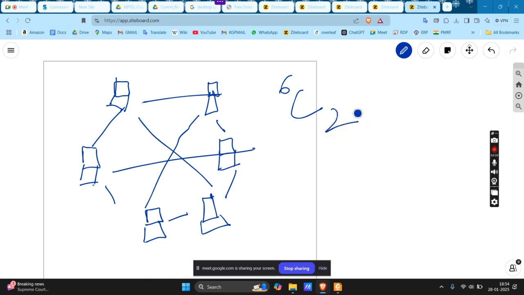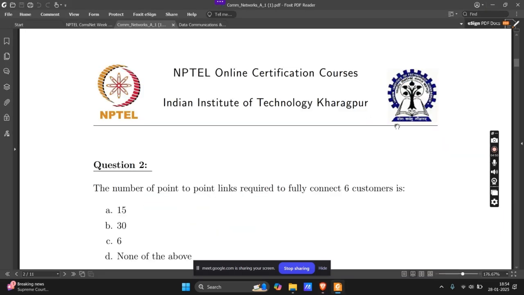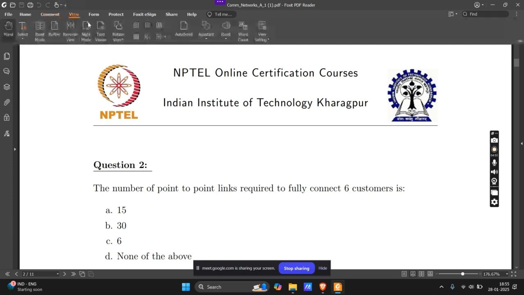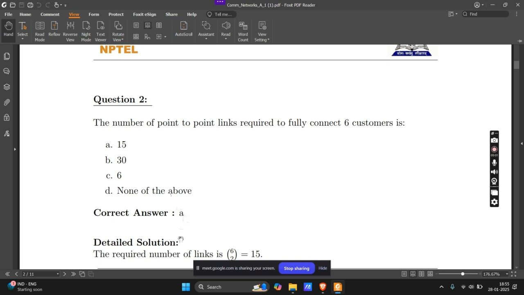At a time you are choosing two computers, you are creating a link. Again choosing two computers, you are creating a link. How many ways can you choose two items out of 6? 6C2. So 6C2 is 6 into 5 by 2, so 15. So this will be option A, 15.